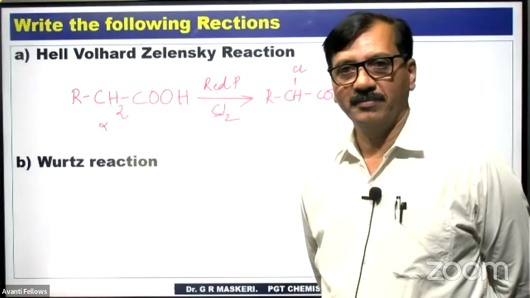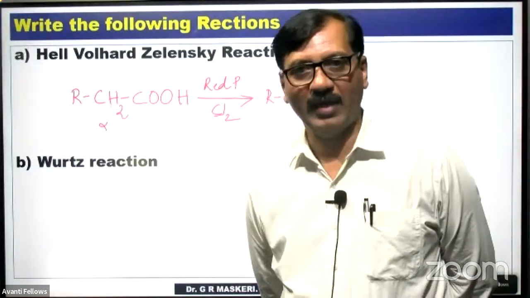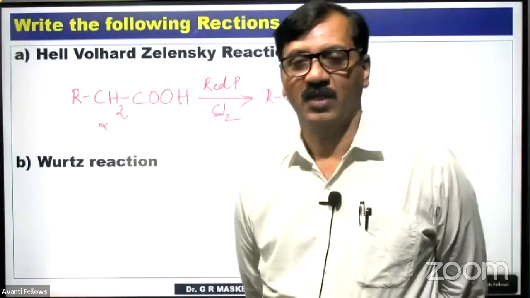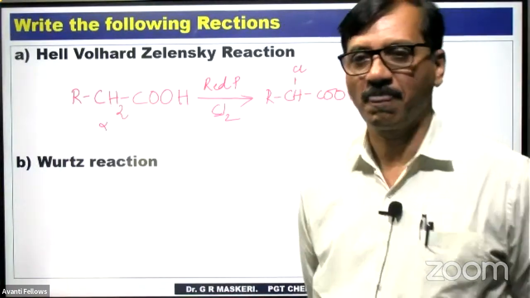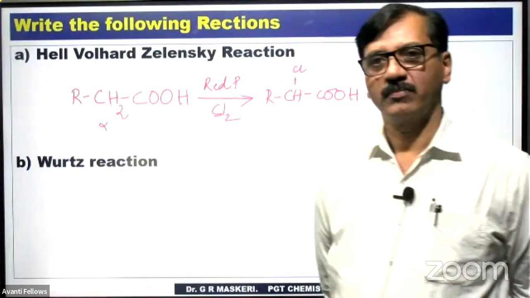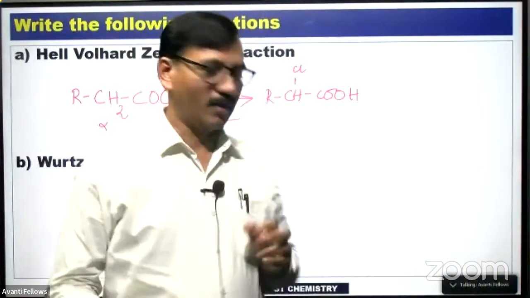In Wurtz reaction, alkyl halide undergoes the reaction. Clue number 2, there is some metal used in this process. Metal is used in this process. Okay, this is how you have to recall, right?